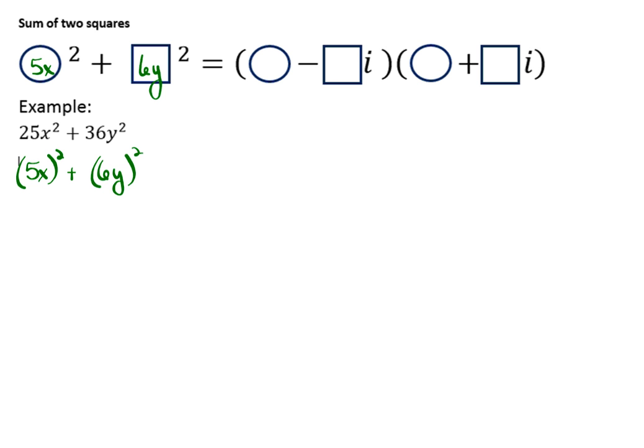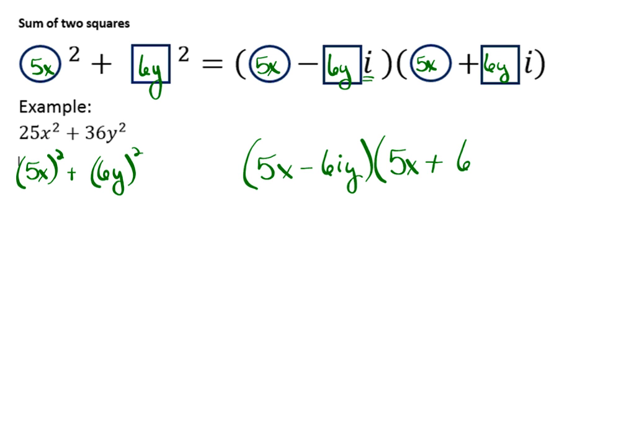I'm going to put them in over here, 5x, 6y, i. Then I have 5x plus 6y, i, because in this case, I get complex numbers. So my final answer is 5x minus 6iy. Notice I put them in alphabetical order. And 5x plus 6iy. And that's my final factored form.